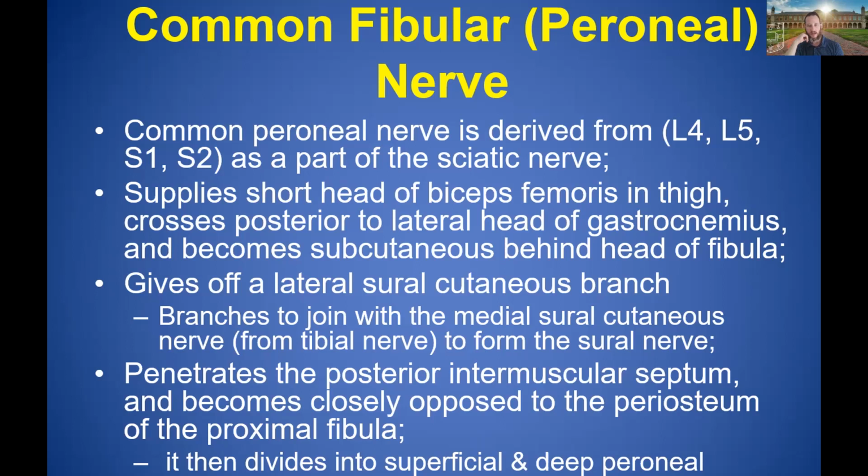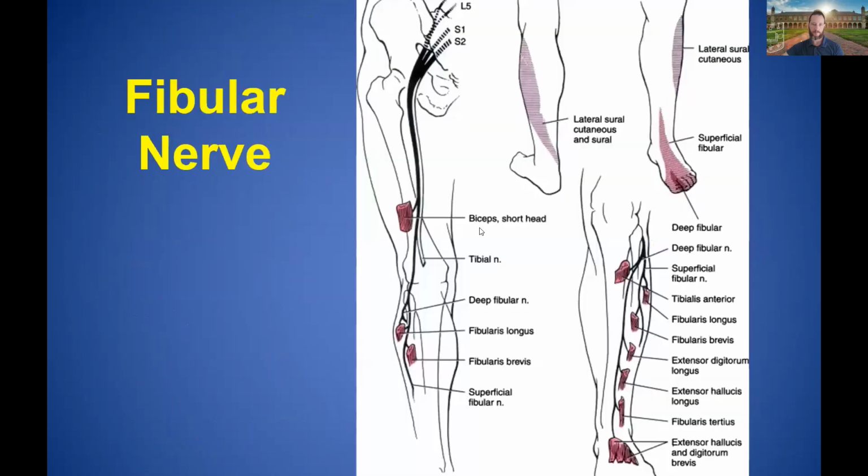And then there's an anastomotic branch, which variably arises to join the medial sural cutaneous nerve to then combine to form the sural nerve. It penetrates the posterior intramuscular septum, and the nerve runs in close opposition to the periosteum of the proximal fibula and divides at about that level into the superficial and deep peroneal nerves.